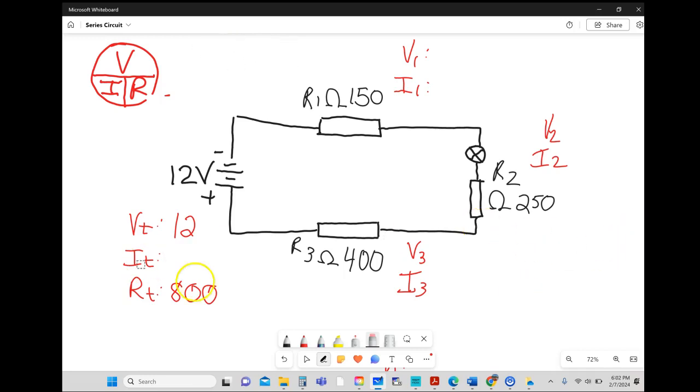Now that I know what my total voltage is and I found my total resistance, I can now find total I. All I need to do, guys, is pretend that the I is not there. What kind of problem is that? Well, that's a division problem. V divided by R. So that is 12 divided by 800.